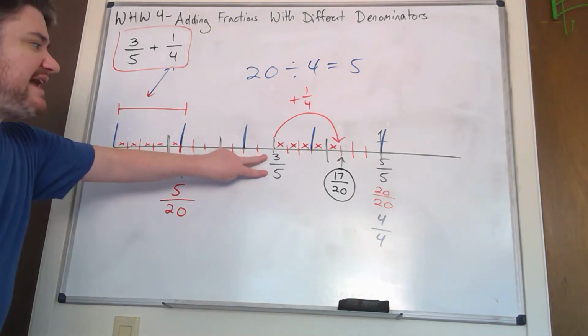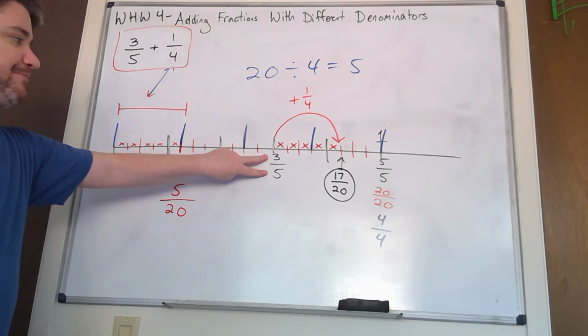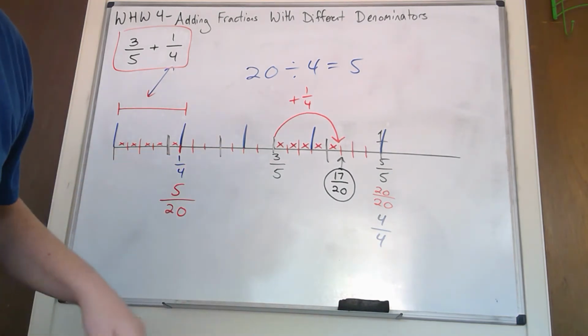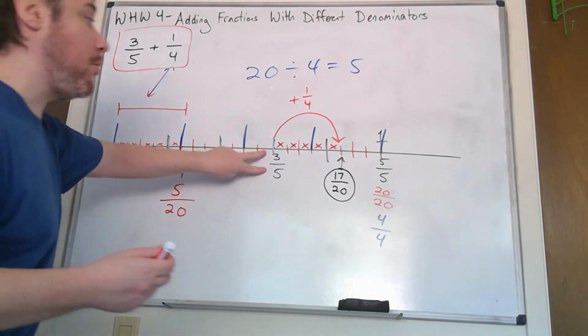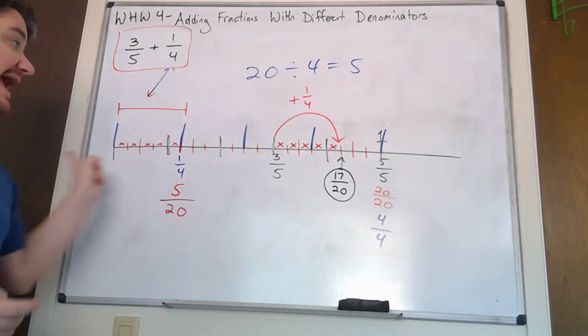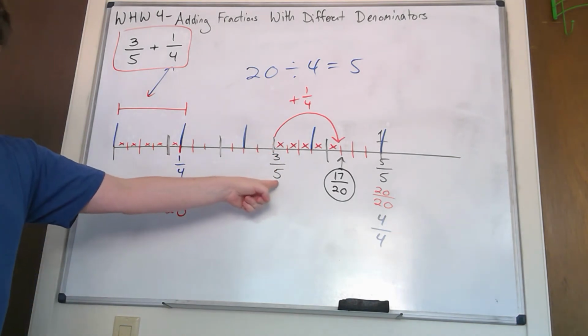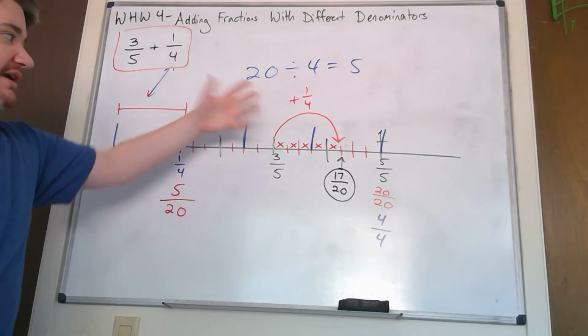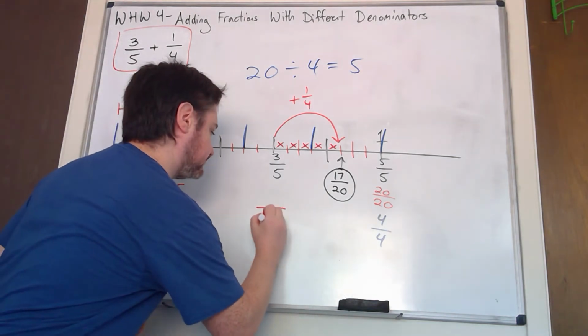Beautiful. Did we ever have to convert this into 20ths? No, but we could have because the work's already done for us. In other words, if I wanted to, I could count up. Well, let me actually describe two different ways. I could count up to that mark and count how many 20ths I have.